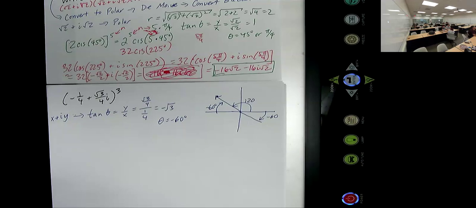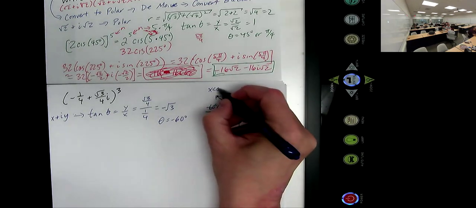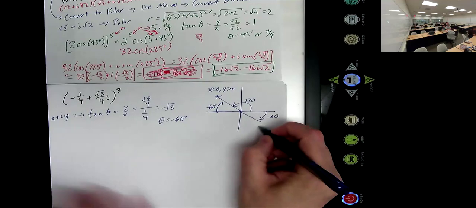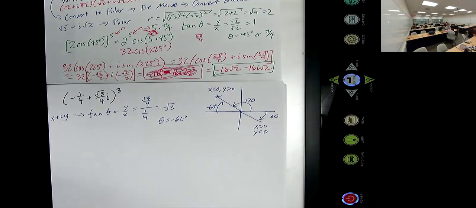So 120 times 3 is 360. Here x is less than 0 and y is greater than 0, so you got that. Over here, x is greater than 0 and y is less than 0. Then you get cosine 360 plus i sine 360. What's cosine 360? It's 1. So 1, plus i sine 360, which is 0, so just 1 plus 0i, and you get 1.